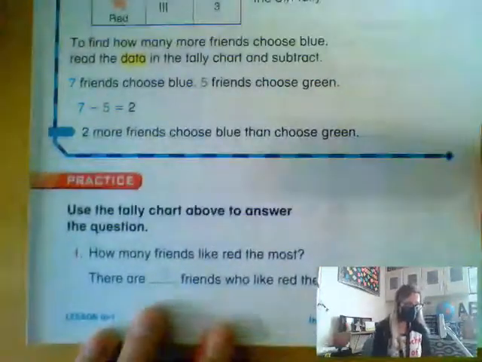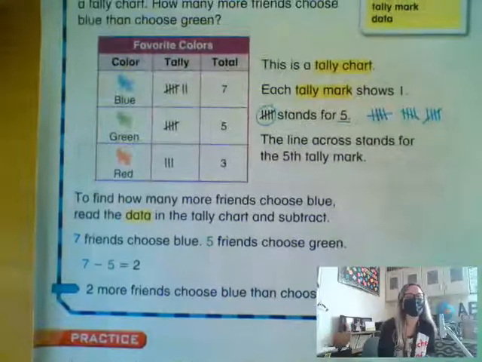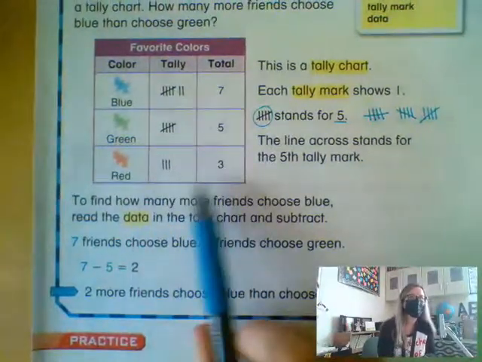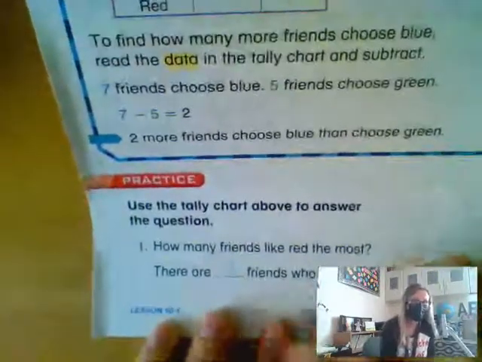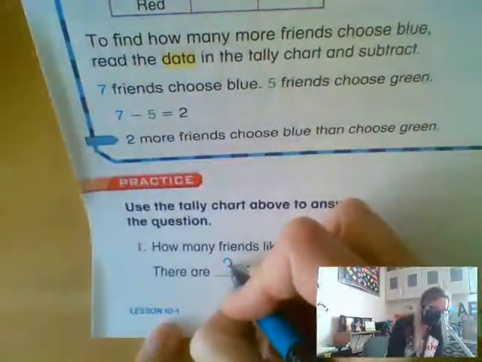So now looking at the chart above, how many friends liked red the most, Camila? How many friends liked red the most? Three. So go ahead, in that practice problem, trace the number three. There are three friends who like red the most. And then turn your page.